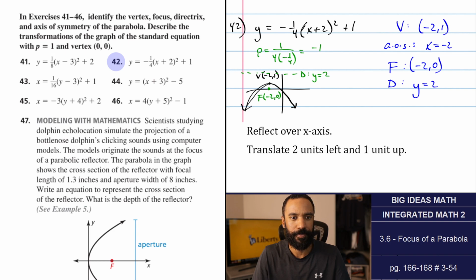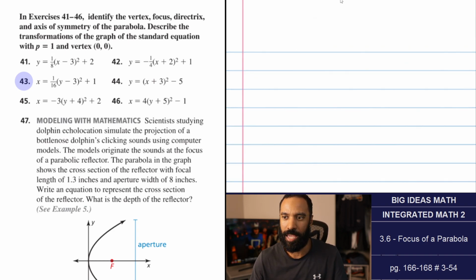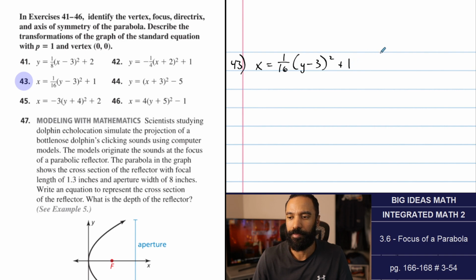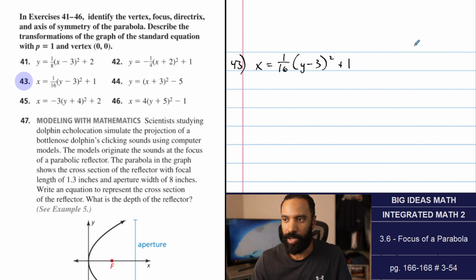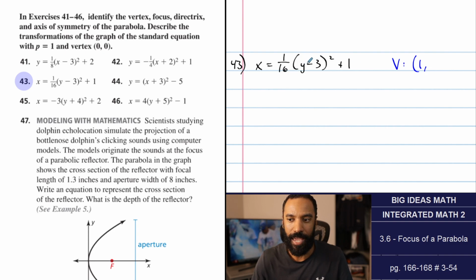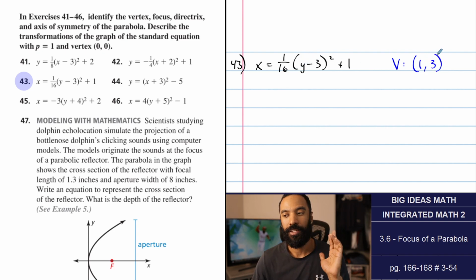That's number 42. Okay, number 43 is an x equals equation. So x equals 1/16 times y minus 3 quantity squared plus 1. Now the vertex, this is where we got to start being careful, because now as an x equals y squared equation, this is h, this is k, and h is the same value here. It is 1, k is the opposite, it is 3. Your vertex is at 1, 3, like that.